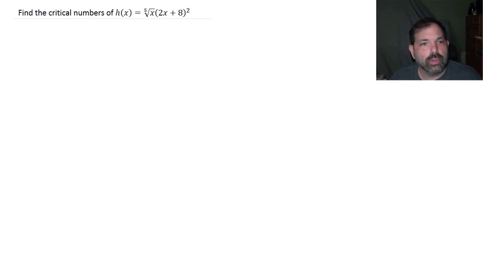Find the critical numbers of h of x is the fifth root of x times (2x plus 8) squared. All right, so we have a root, but it's an odd root times a polynomial. There's no worries from the polynomial. The worry is with the root function that there could be some domain issues. But since it's an odd root, just the fifth root of x, there are no domain restrictions. So for this function, the domain is all reals.